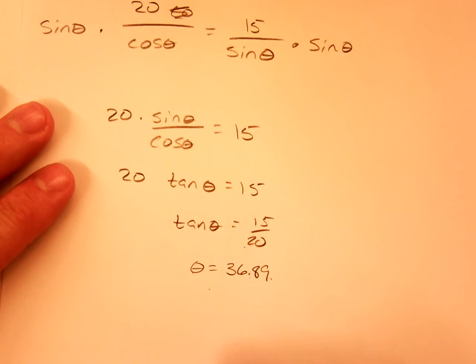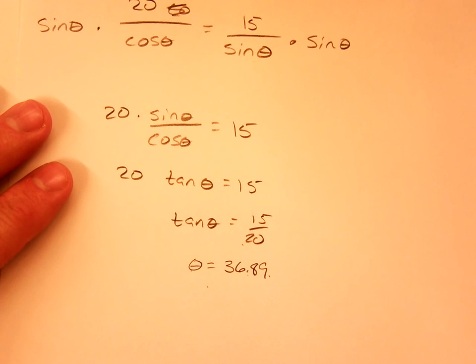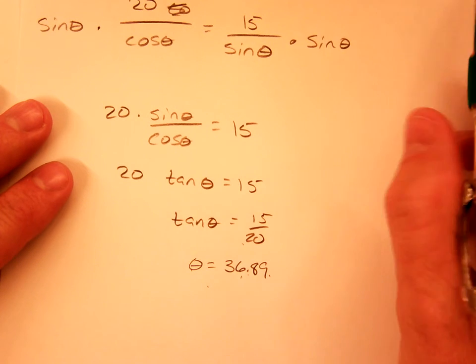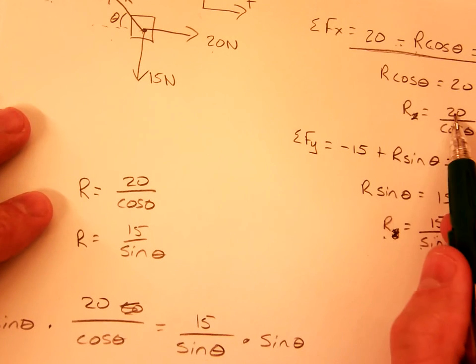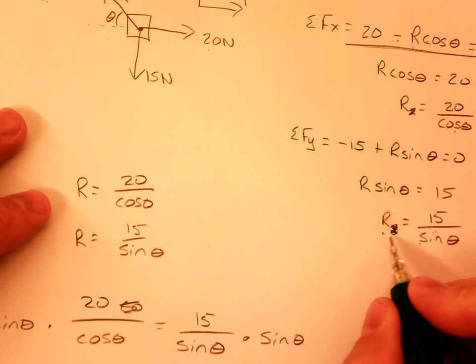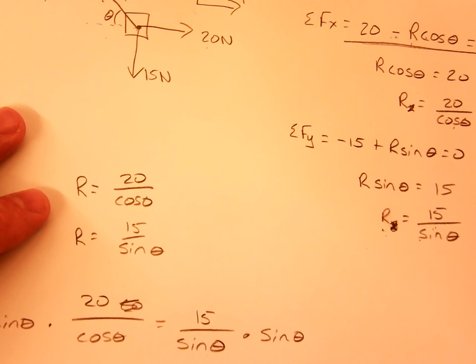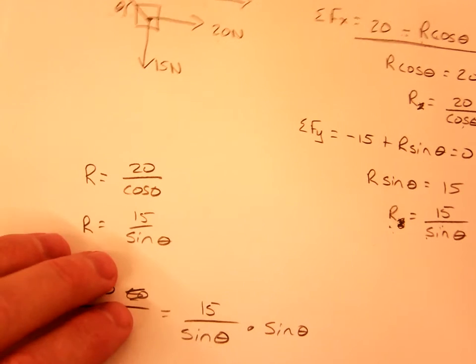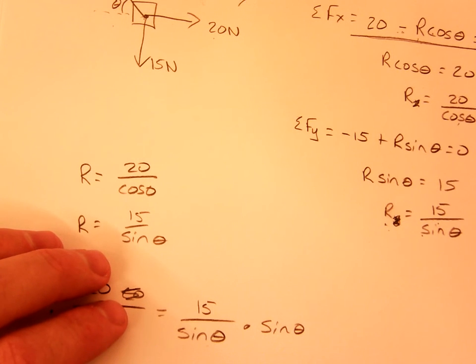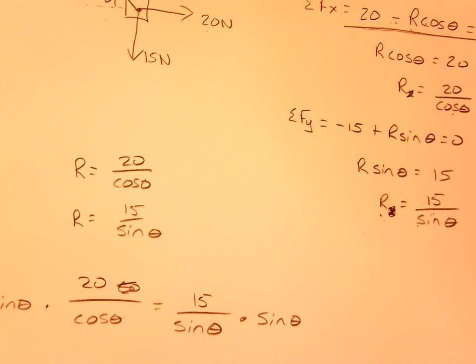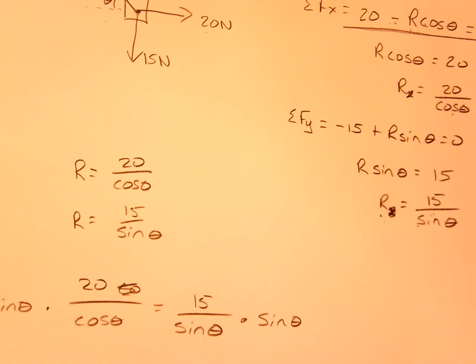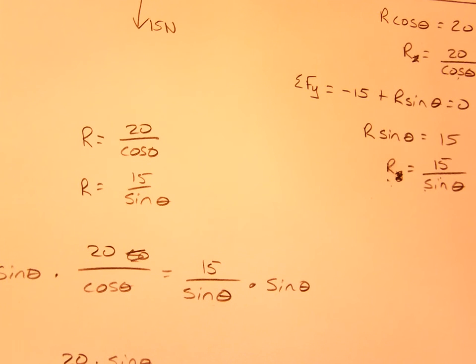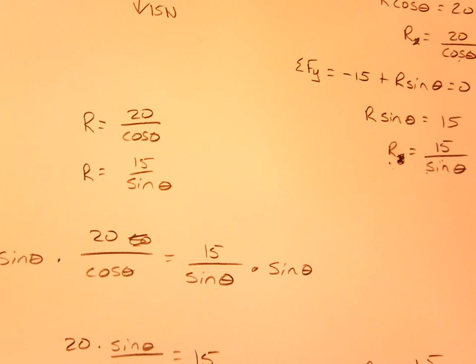Okay, so there's the angle. I accidentally worked C before B, but now that I know this angle, I can go into either one of this equation or this equation and plug it in. And so I get R is equal to 15 over sine of 36.89, and that equals 25. And there's probably a way of working this without using your calculator at all. That angle might be hard to find, but okay. Any questions on number 2?